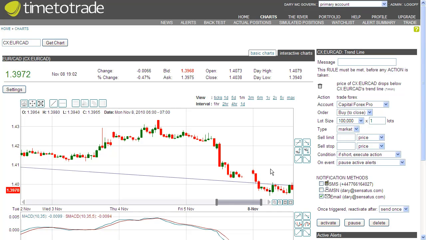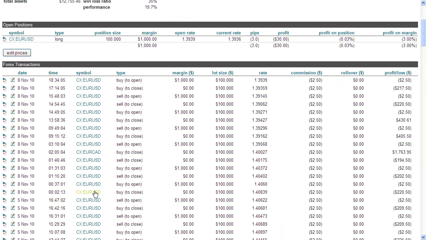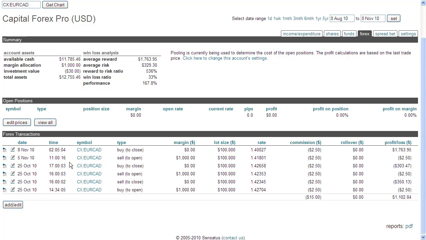If we take a look at this trade, it opened on Friday the 5th of November and generated a profit of just under 180 pips.